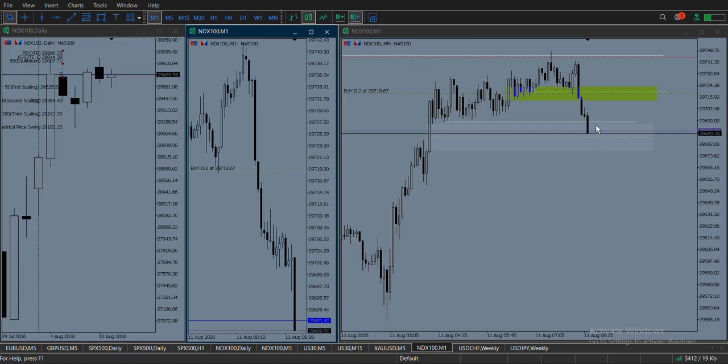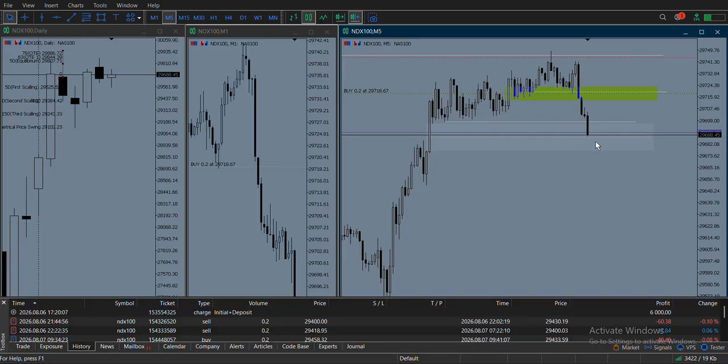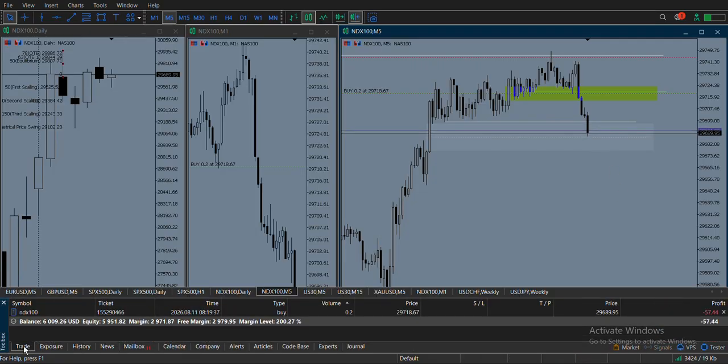And you can see what it's doing here. So this is complete weakness. Those are a lot of points from where I bought it, so I'm gonna exit that trade on a loss.